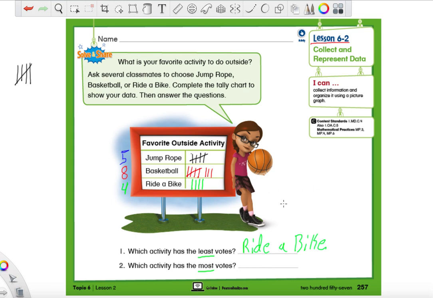Okay, now for number 2. Number 2 says, which activity has the most votes? Now, which one of these activities has the most number of votes, the biggest number? Is it jumping rope with 5? Is it basketball with 8? Or is it riding a bike with 4? Go ahead and write the name of it on this line down here.